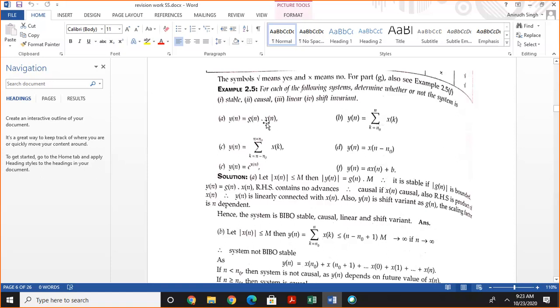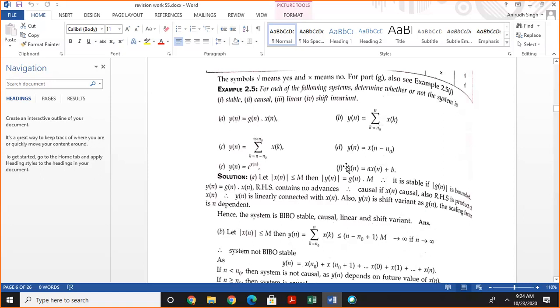Then for each of the following systems, determine whether or not the system is stable, causal, linear, and shift invariant. Shift invariant means time invariant. First, x of n is the input, y of n is the output.